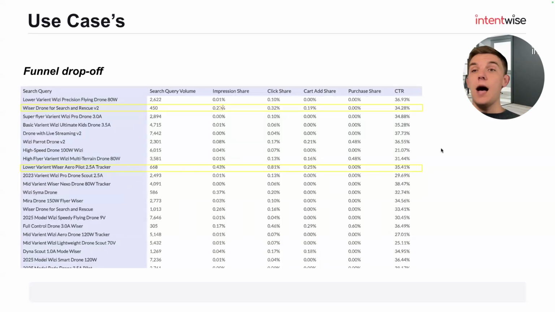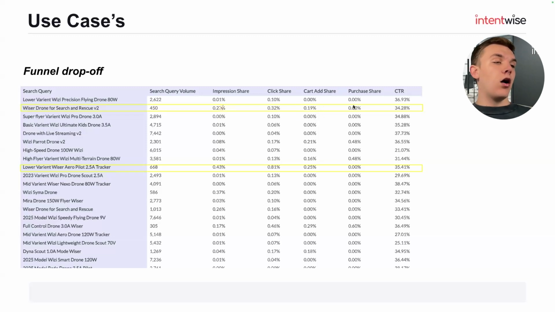Another use case we could look at is the opposite of that. So where are we seeing the funnel drop off? Where are we underperforming, right? So if I look at here's some lower volume search terms, but still relevant for us, right? So I'm looking at Wiser drone for search and rescue V2. All right, so my impression share on this, and this is getting covered up, but it's 27%. My click share is 32%. So I'm actually doing very, very well from a click-through rate perspective, right? My 34% click-through rate is vastly outperforming the category because I'm 0.05% higher in my click share than my impression share. So click-through rate, we're well optimized. Our imagery is great for that.